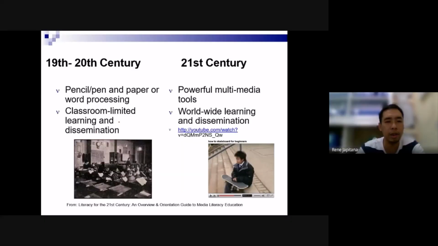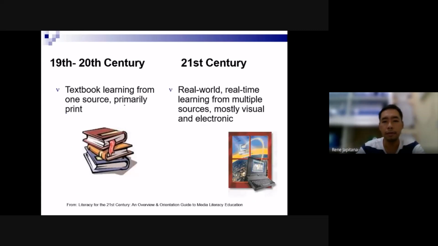Classroom learning and dissemination used to be limited, while in the 21st century there is powerful use of multimedia tools. Look at this, worldwide learning and dissemination. And we also have the textbooks. In the learning, the primary source was printed material. And today we have the internet.